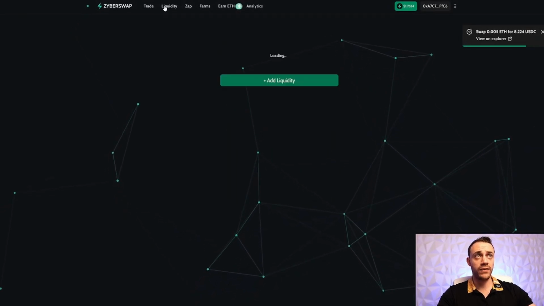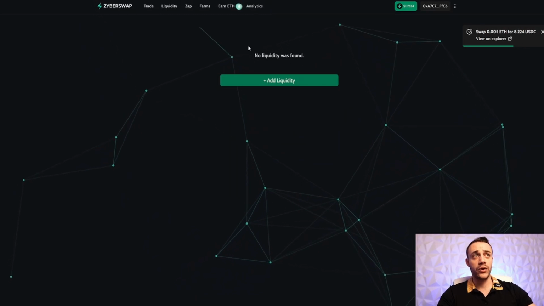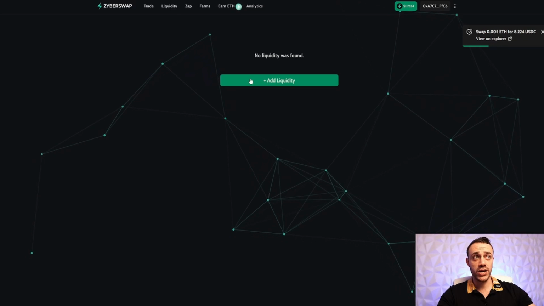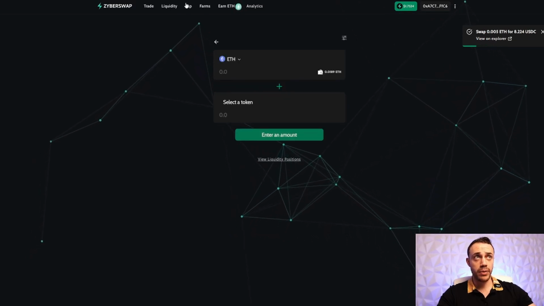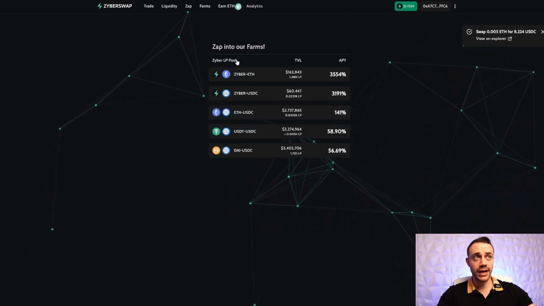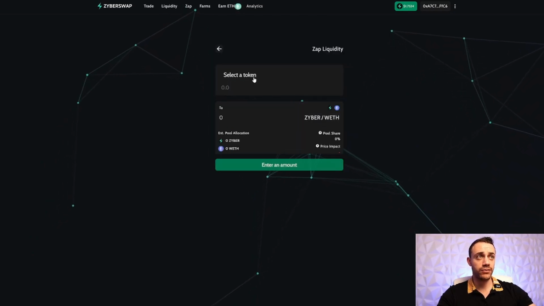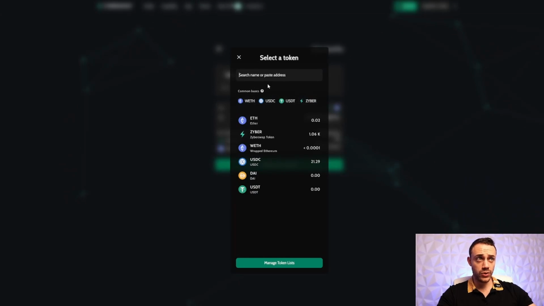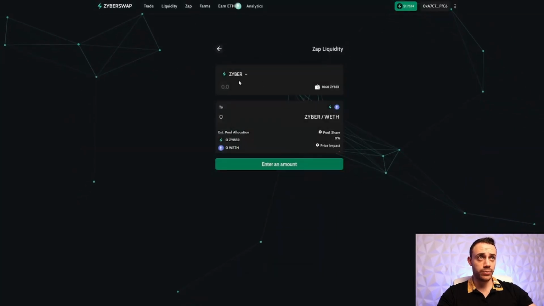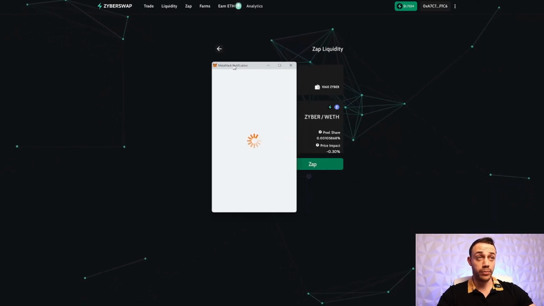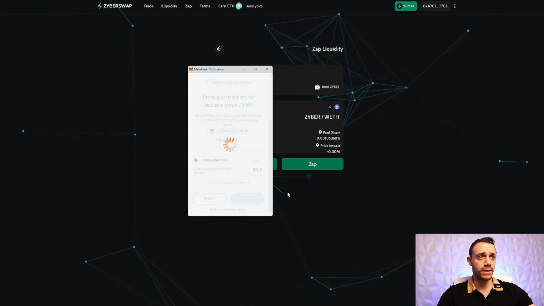Next, you can provide liquidity, all right? In the tab where it says liquidity, you can hit add liquidity and then pick your pair, or you can use the single click add liquidity with the zap feature here, right? So Zyber ETH. If you want to, you can only put one in, right? So say you just want to put Zyber into the Zyber ETH pool, you can go ahead and do that if you want to. You can put one Zyber in, you can put in as many as you like, right?